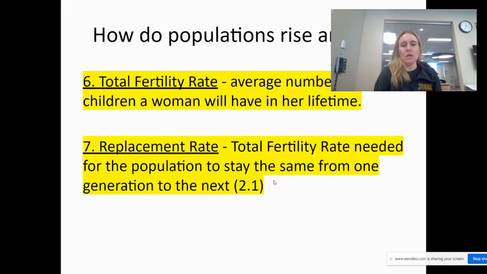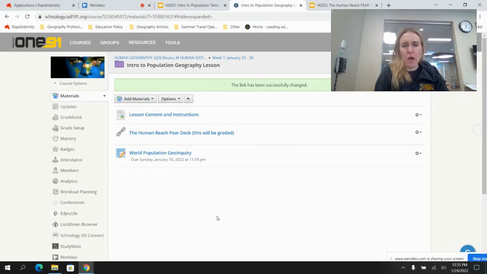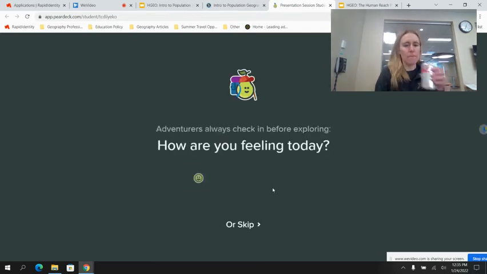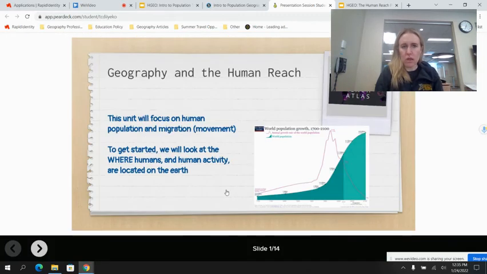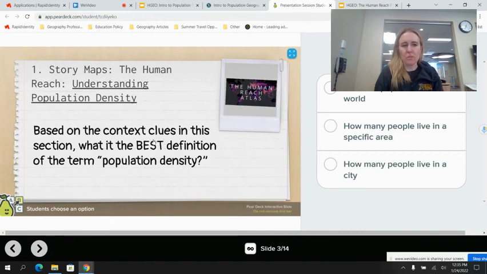All right. So that was a lot of information. So we're going to try some of this out. You are going to start here. Okay, so this is a Human Reach Pear Deck. When you open it up, it should be student paced. So you are going to go through and you are going to click through the slides and you are going to answer the questions as you go.